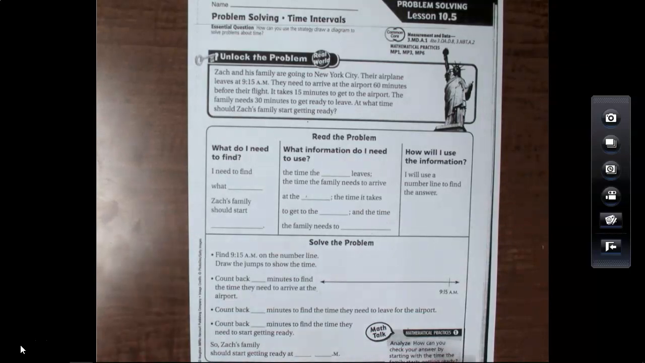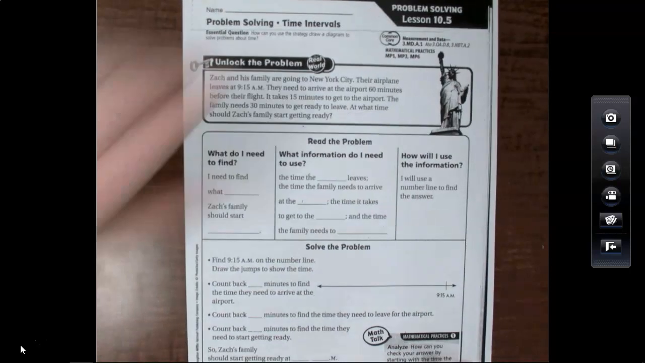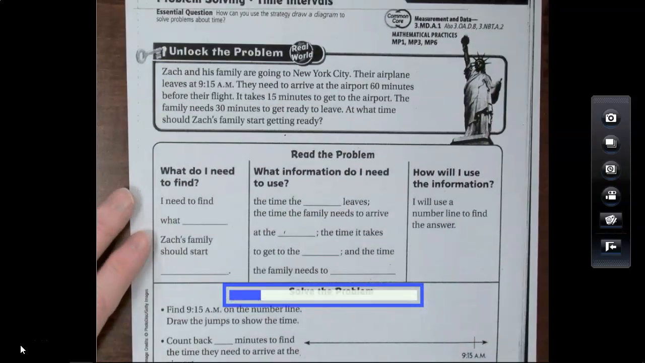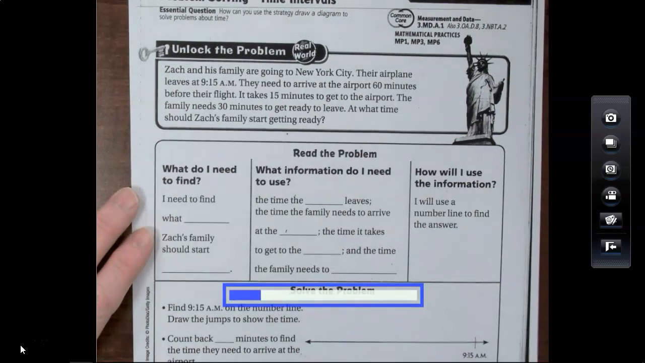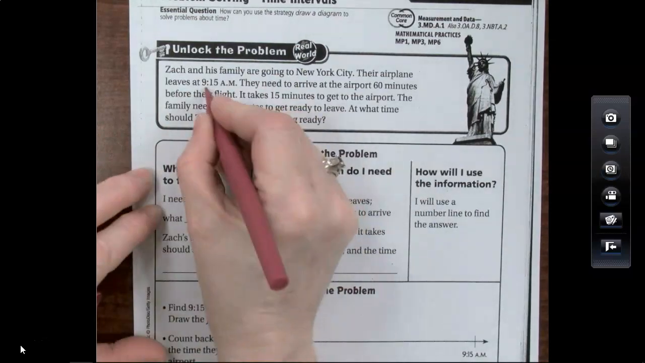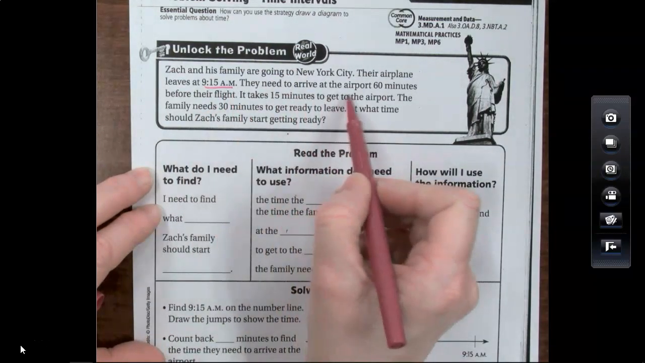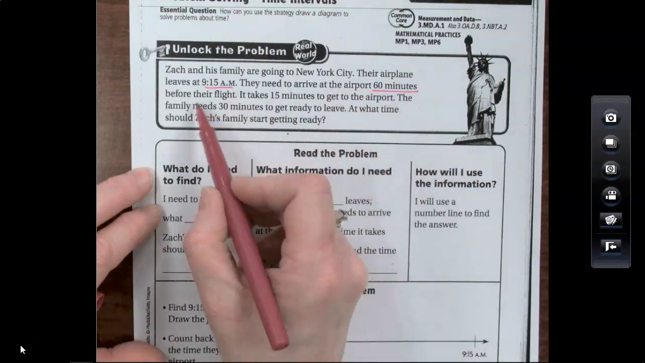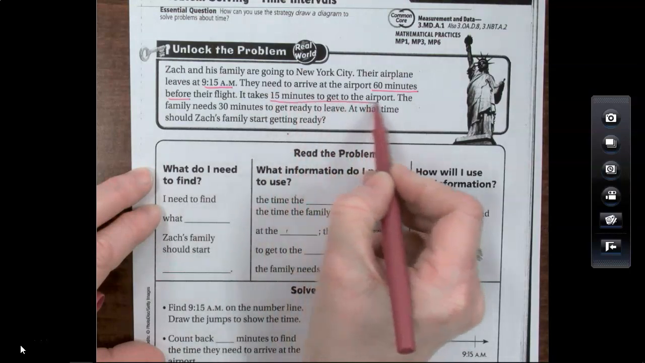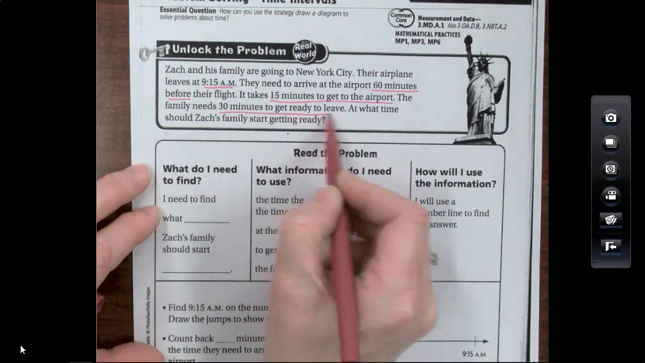Okay, so we are going to read about Zach and his family first. Let me make it a little bit bigger. It says, Zach and his family are going to New York City. Their airplane leaves at 9:15 a.m. Now, a.m. we know is morning. They need to arrive at the airport 60 minutes before their flight. It takes 15 minutes to get to the airport. The family needs 30 minutes to get ready to leave.